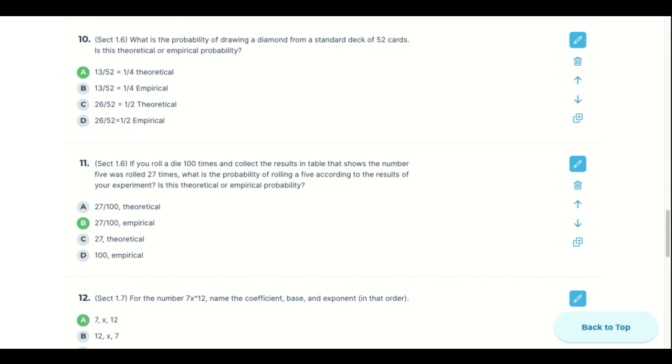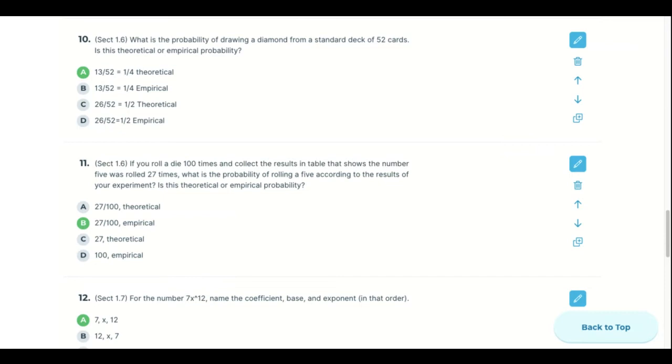And as far as the probability itself goes, just how many diamonds are there? Diamonds is one of the suits in a deck of cards. There's 4 suits, and in each suit there are 13 cards. So there's the suit of spades, clubs, diamonds, and hearts. So 13 out of 52. 13 out of 52, and then it reduces to 1/4 if you put this in your calculator.